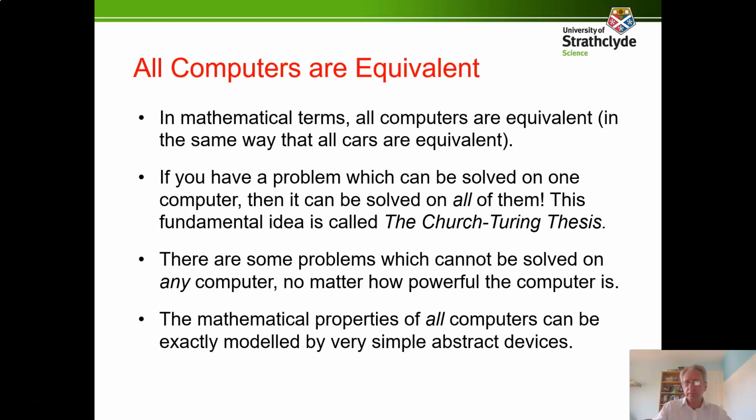There are some problems which actually can't be solved on any computer. This may sound like a depressing fact, but we need to know what problems they are. And they can't be solved no matter how powerful the computer is. So in other words, there is a limitation to what computers can do, and we need to know that limitation. The mathematical capabilities of all computers can be exactly modelled using very simple abstract devices. One of these is called the Turing machine, invented by Alan Turing, and we can use it to reason about what computers can do and what they can't. And you'll meet Turing machines in semester 2.